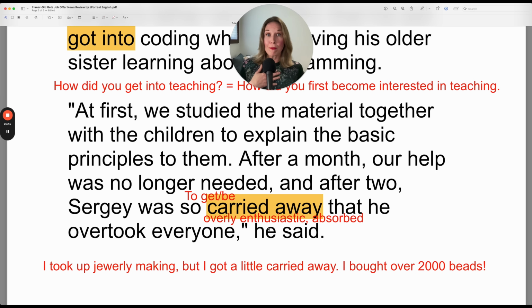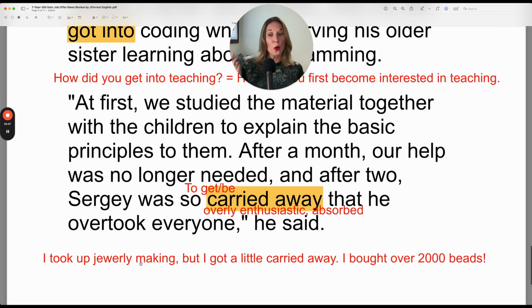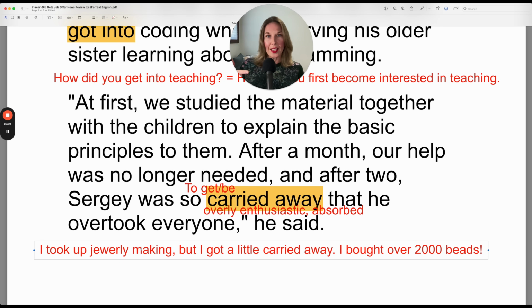This is funny because my friend just used this example with me. She told me that she took up jewelry making. So she started a new activity, hobby, which is making her own jewelry. And then she said, but I got a little carried away. So she became too passionate, too absorbed by this hobby. And she told me that she bought over 2,000 beads, which can make hundreds of bracelets, which she does not need to make. So she got a little carried away.